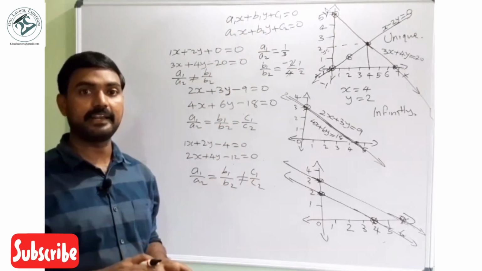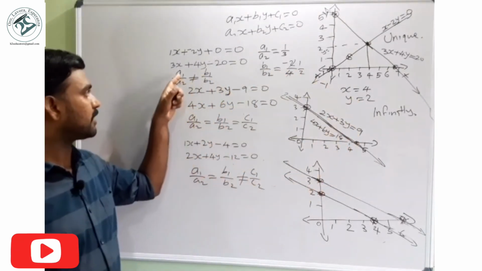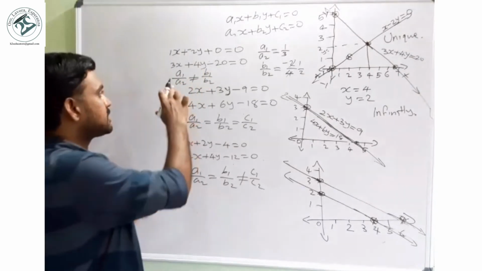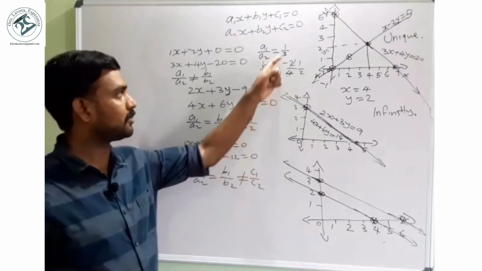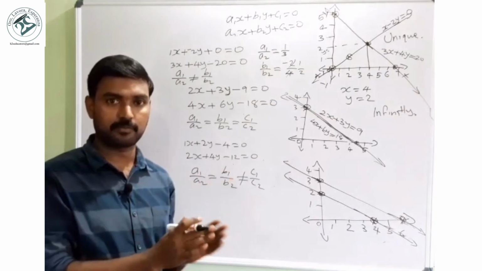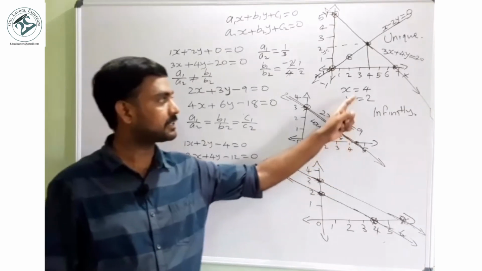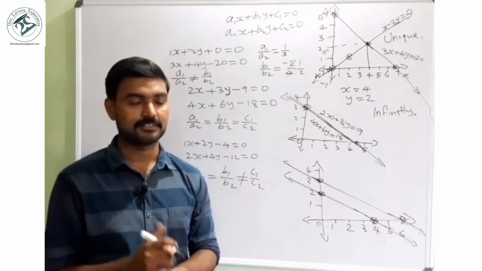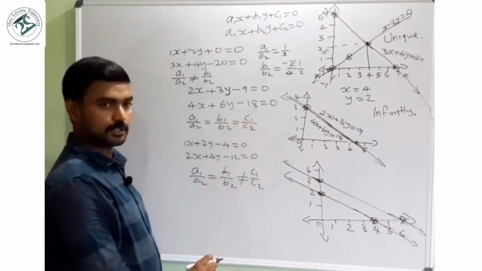Now what we studied, before we go to draw the graph, we can check the values a1 by a2, b1 by b2. If you get different answers for a1 by a2 and b1 by b2, here we got 1 by 3 and minus 1 by 2, then only there will be a unique solution. That means you will get x and y, the correct answer. Clear?